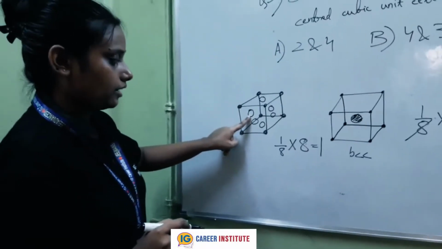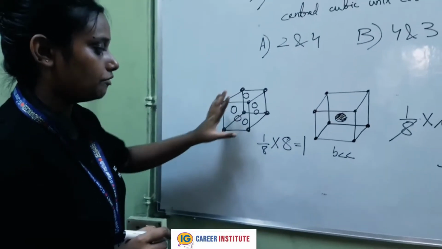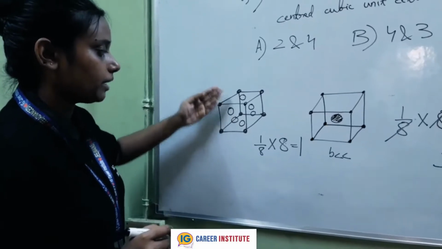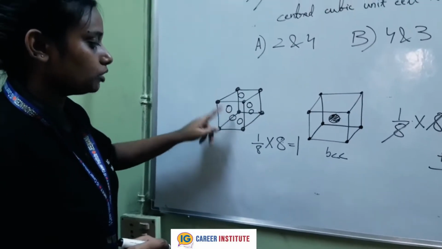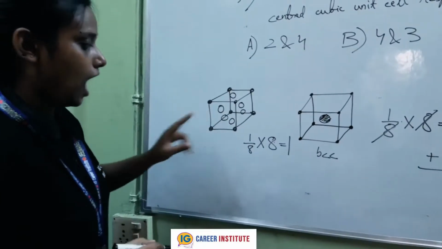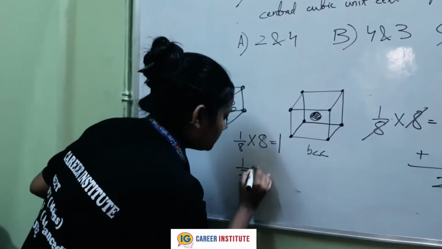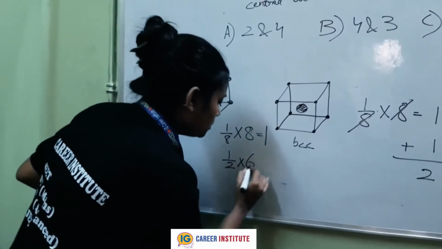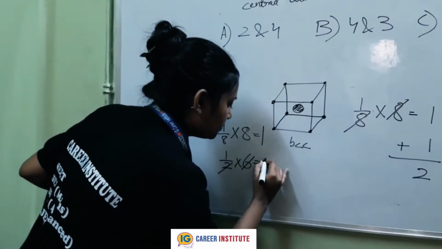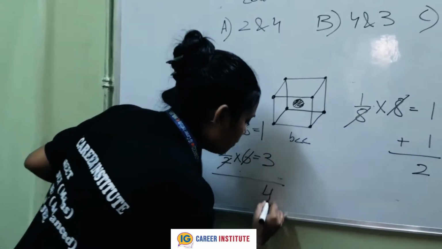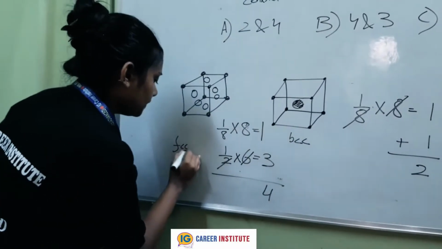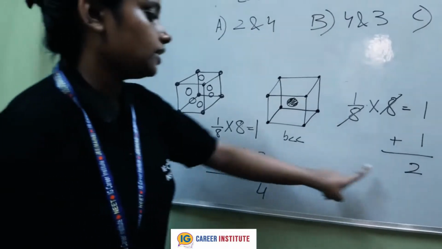Now each of these atoms is contributing only half, because this atom is being shared by another cube adjacent to it. So the contribution of this atom to this cube is half. And how many such atoms are present? Total 6. So half into 6 comes out as 3. So total the contribution is 1 plus 3, 4. So for FCC it is 4, and for BCC it is 2.